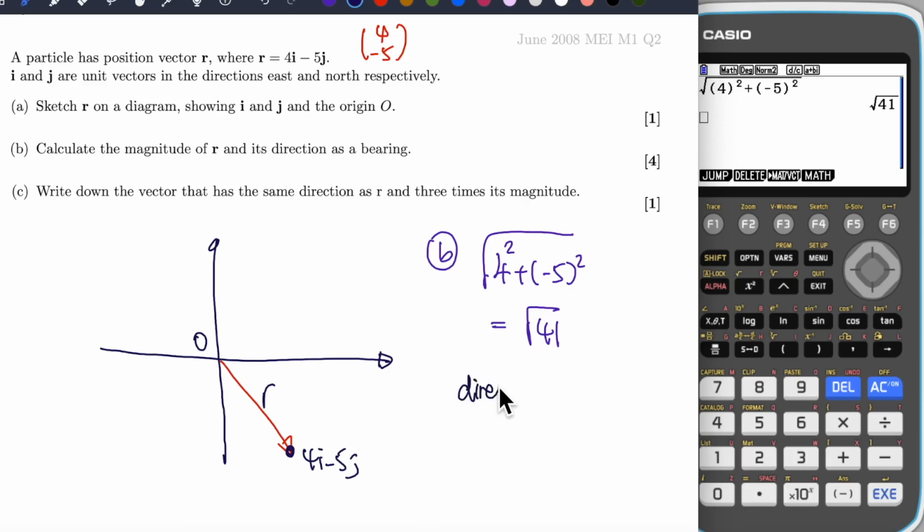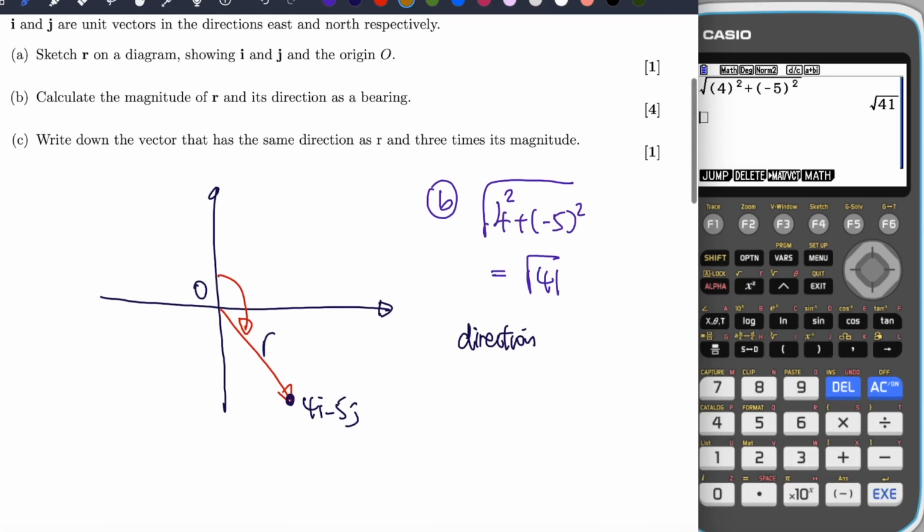The direction as a bearing is the angle that it has turned by. If you look at the mini triangle, we can see that this is 4 here to the right and then 5 downwards. So angle theta, the small angle here, we can do trigonometry to work it out. We've got an opposite side and an adjacent side. To be honest, we've also got root 41 as the hypotenuse as well. So it depends which one you want to use.